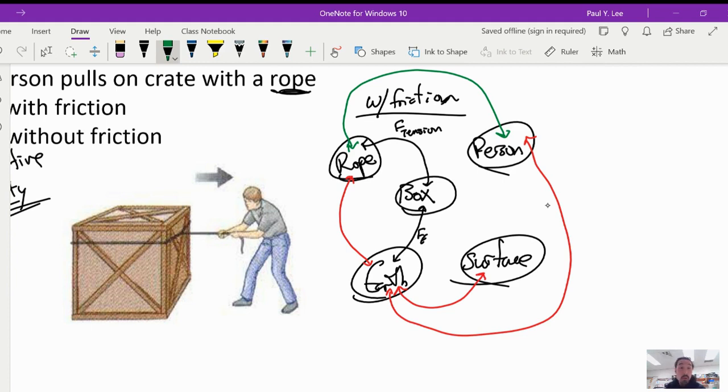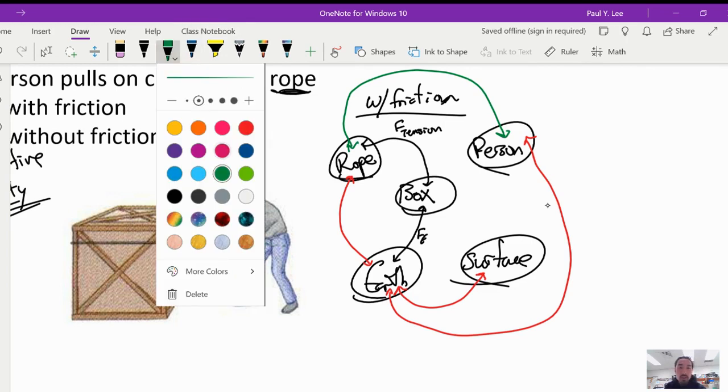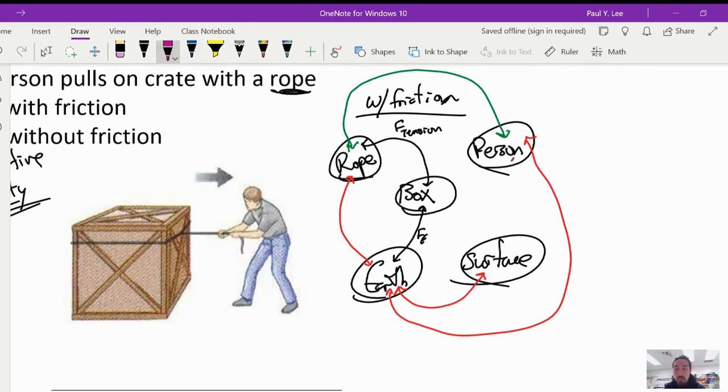Is the person interacting with the surface? Oh yeah, the person is interacting with the surface, right? Because the person is on the surface. So we're going to write that right there. Okay, and we'll call this F the surface. And once again, in the next video, I'll go over the specific notation for the surface force. Is the person interacting with the Earth? And the answer is yes. We already have that arrow linking, and I think that's it, right?